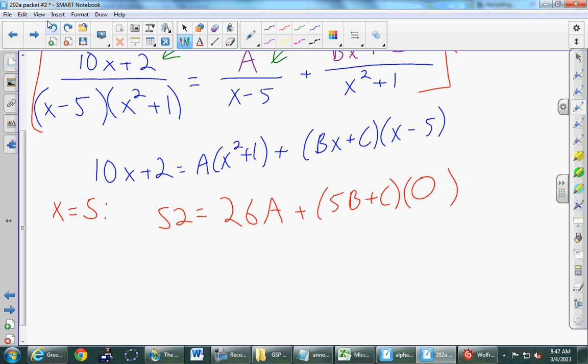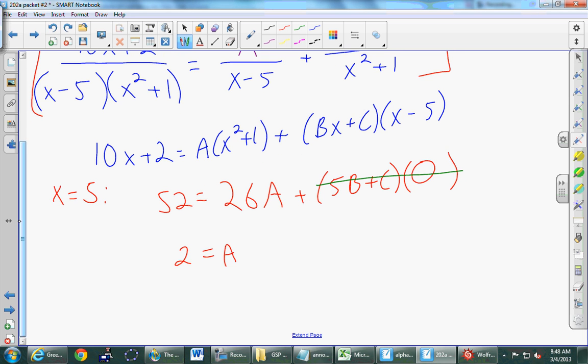So this whole thing right here is nothing, and 26a is 52, and lo and behold, a is a nice number. It's 2. If you came in late, this is number 17 from the homework. Okay, we found A. Now we got to try to find B and C.